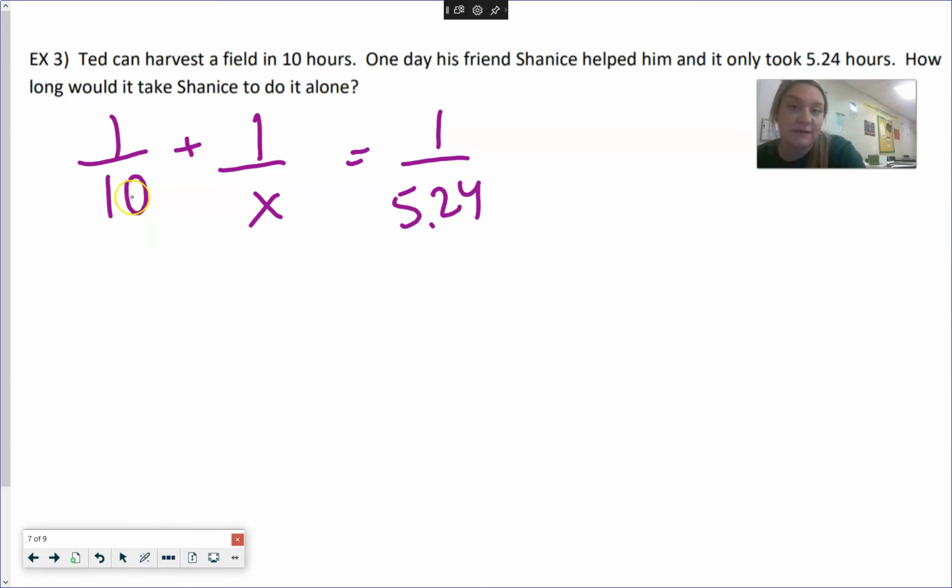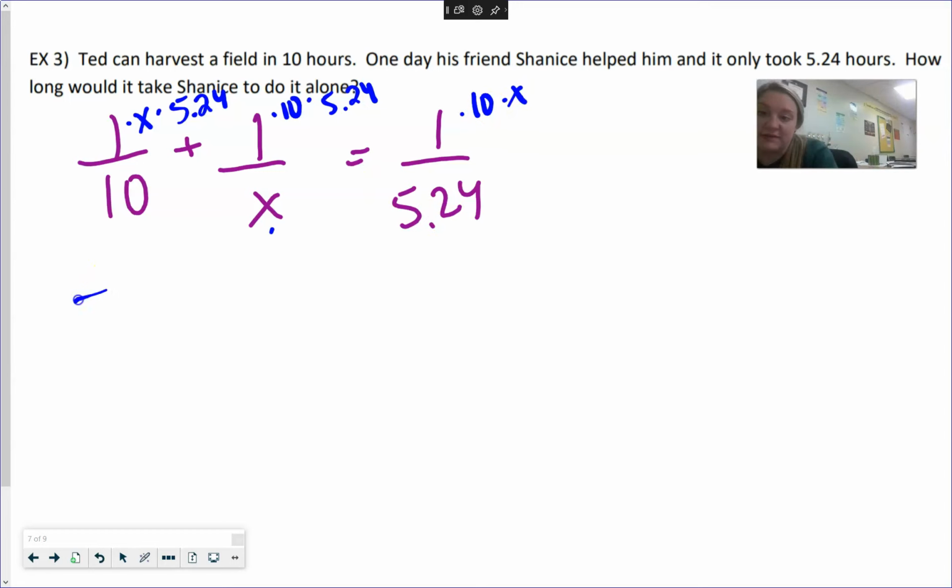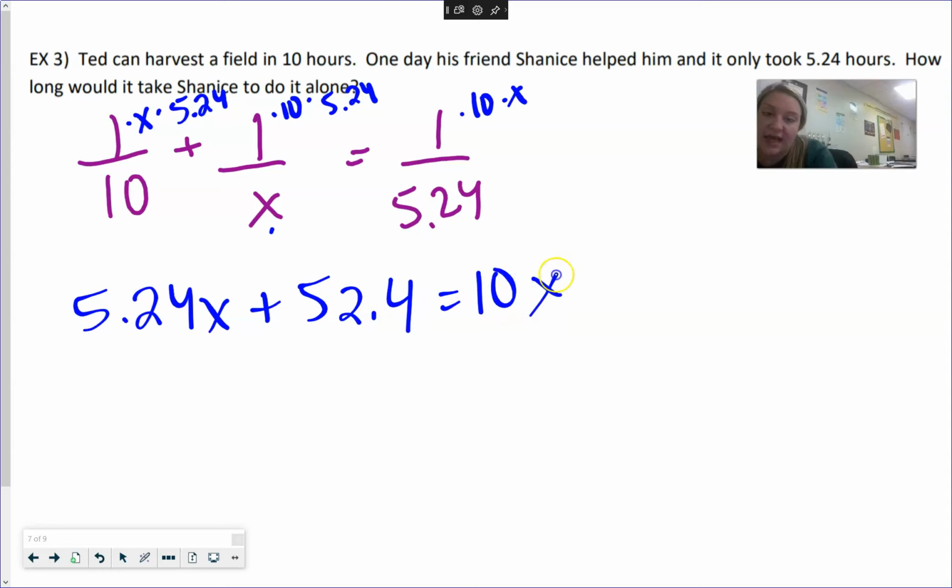So my denominators are 10, x, and 5.24. But this already has the 10. We're missing the x and the 5.24. This has the x. We need the 10 and the 5.24. This already has the 5.24. We need the 10 and the x. So this first piece becomes 5.24x. This becomes 1 times 10 times 5.24, which is going to be 52.4, equal to 10x.